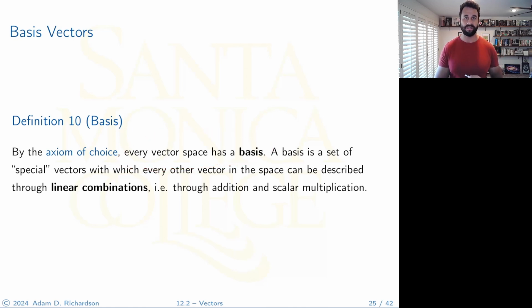So what is a basis? A basis is really just a special set of vectors with which every other vector can be described using those special vectors, can be described through what are called linear combinations. So in other words, the basis vectors are special vectors where you can basically scale them and add them up, and that will give you any other possible vector you would want to describe. That's the idea. So those are called basis vectors.